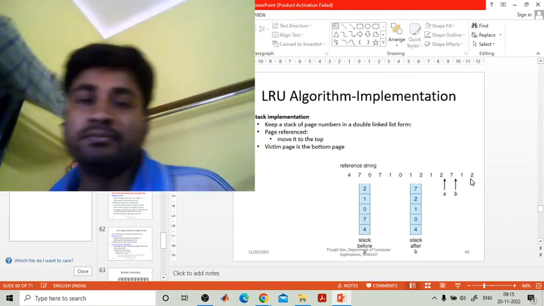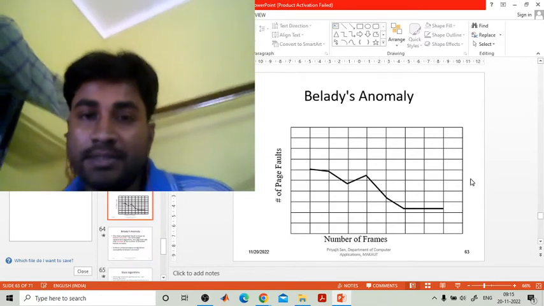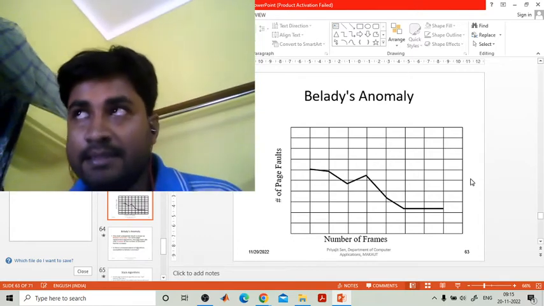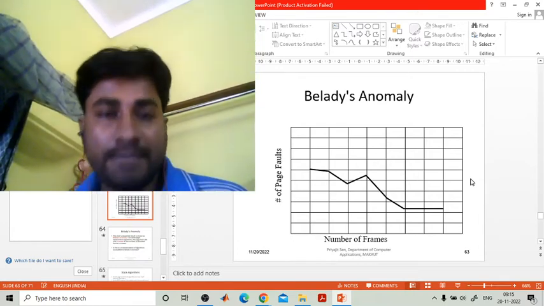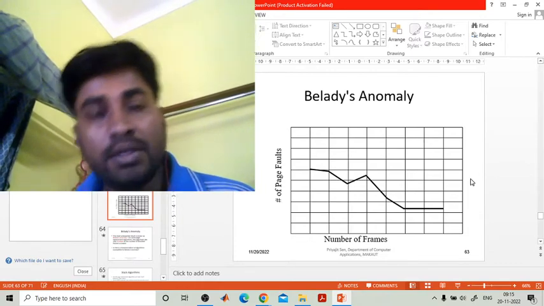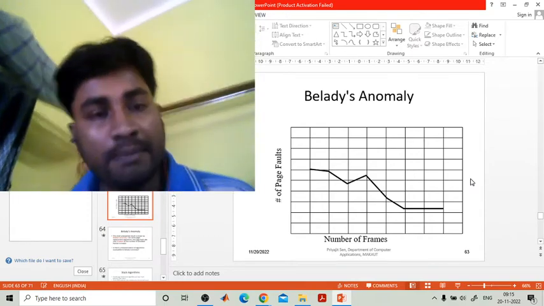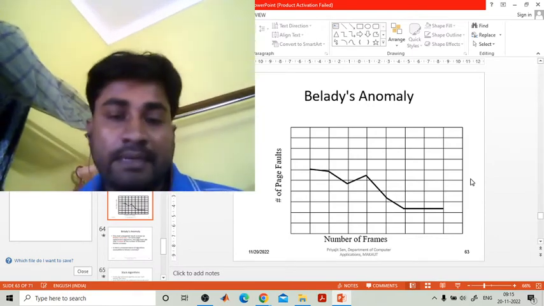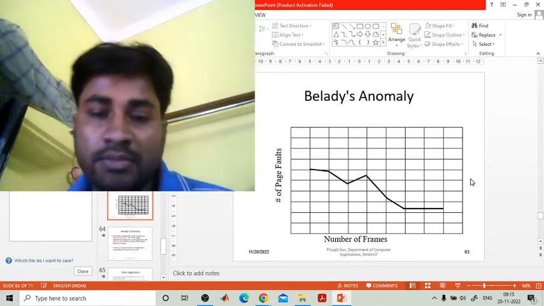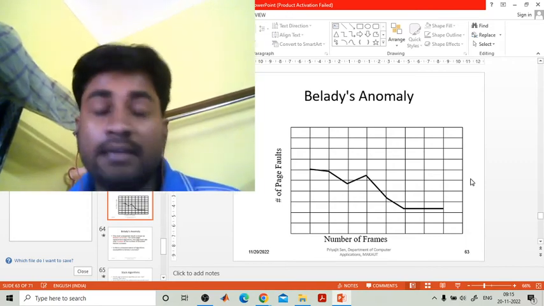Now, one important thing is there, that is called Belady's anomaly. Belady's anomaly means that generally this thing happens if we increase the number of frames. Like initially here we are taking 3 frames. We may also solve the problem by using 4 frames, and also 5 frames. So if we increase the number of frames, generally the number of page faults will decrease. But sometimes this may happen that the number of page faults will increase.